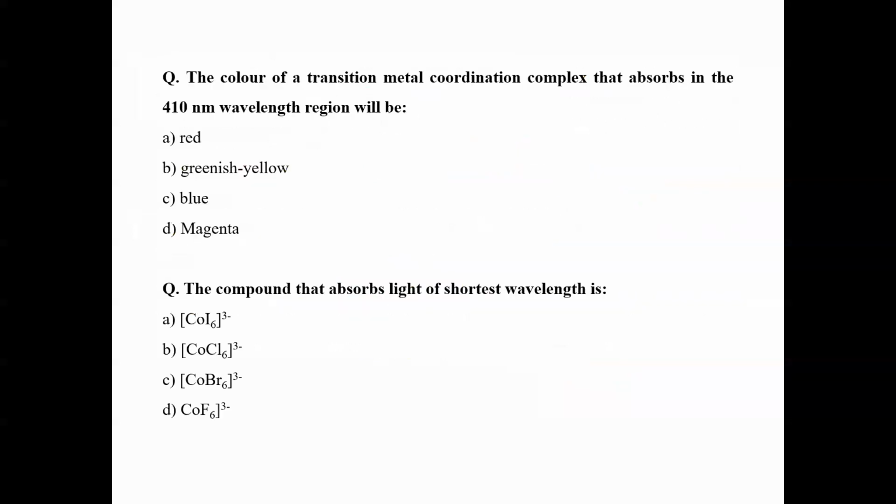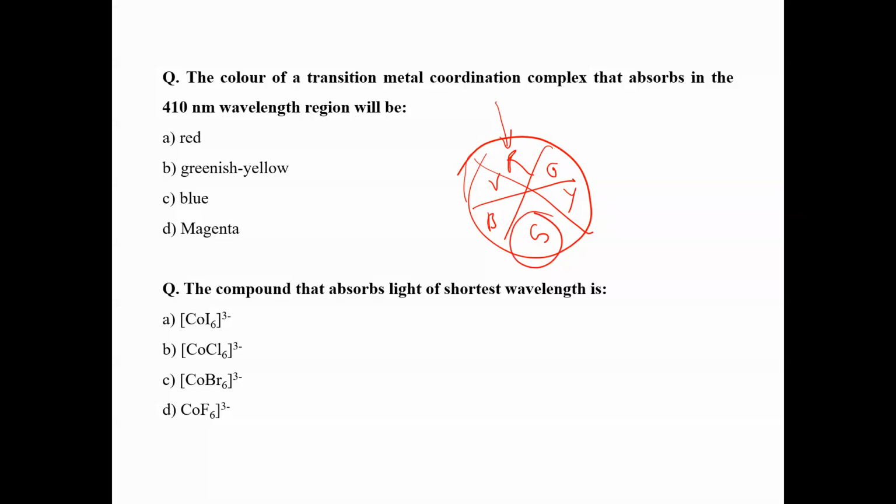So the next one: the color of a transition metal coordination complex that absorbs in the 410 nanometer wavelength region will be... So basically, you have to think what color corresponds to this wavelength, and the compound will show just its complementary color, right? So you can remember just like this. Okay. So if it is having absorption in the red color range, it will show the green color, right? Similarly, you can think about the other colors.